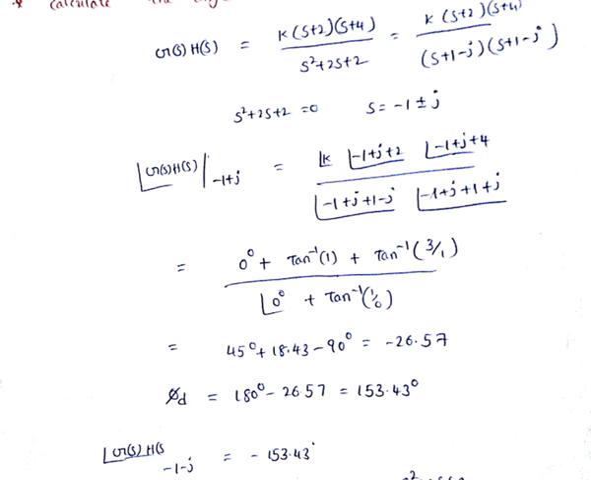No need to calculate at the negative complex pole; directly we can substitute the negative sign. Suppose you got an angle of departure of 153.43, then automatically at the negative complex pole it becomes minus 153.43.